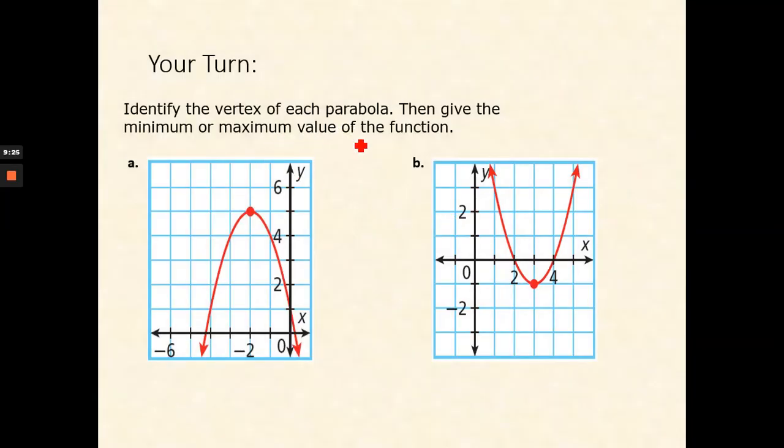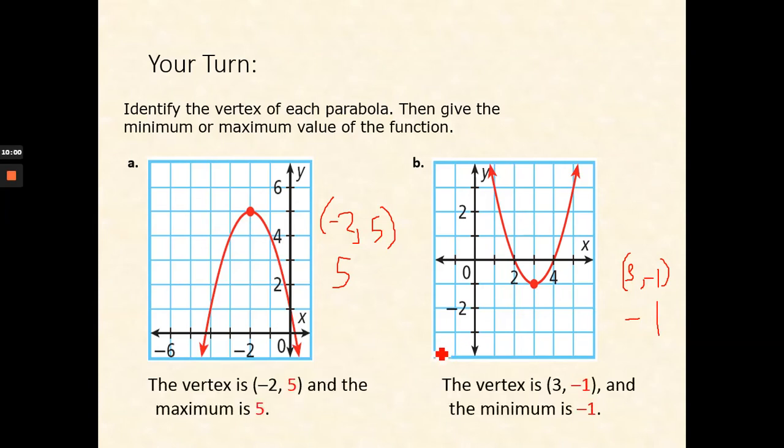Next, we have here, what is the vertex? What is the vertex of this one? You have -2, and then 1, 2, 3, 4, 5. What is the question? What is the maximum value? That is 5. How about here? What is the vertex? The coordinates of the vertex. You have 1, 2, 3. And then the value of your y is -1. What is the minimum value? And that is -1. Okay?